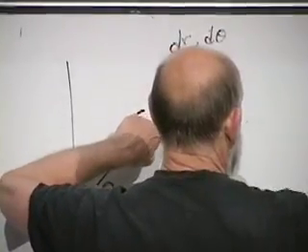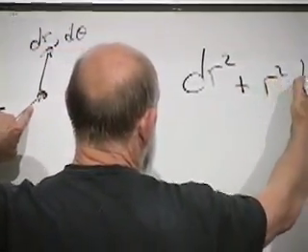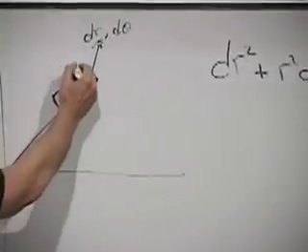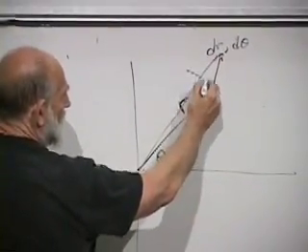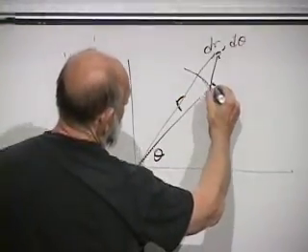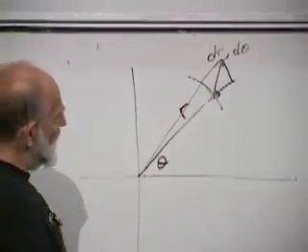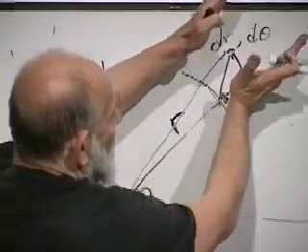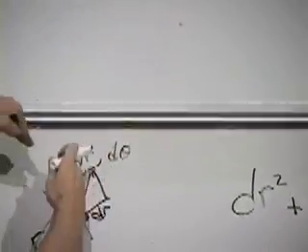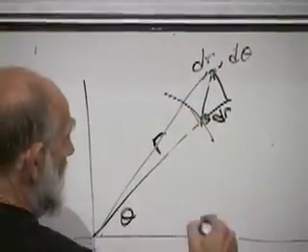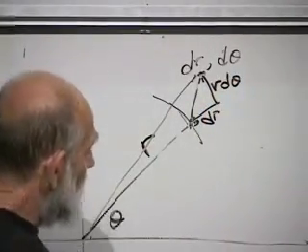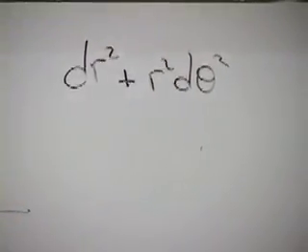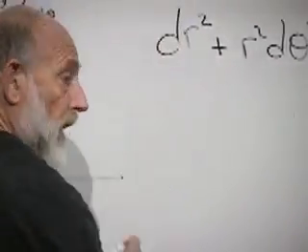It's dr squared plus r squared d theta squared. Why is it r squared d theta squared? D theta now is just the change in angle between these two points. You draw yourself a little right triangle here, one side of which is dr, but the other side is not d theta. For a given d theta, the further out you move, the bigger the side of that triangle. The side of this triangle here is not d theta, it's r d theta. So Pythagoras' theorem tells you that this is dr squared plus r squared d theta squared. Here's an example where the coefficients of the metric are not constant.